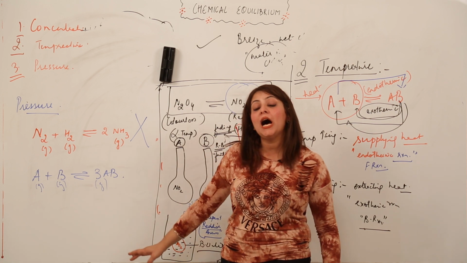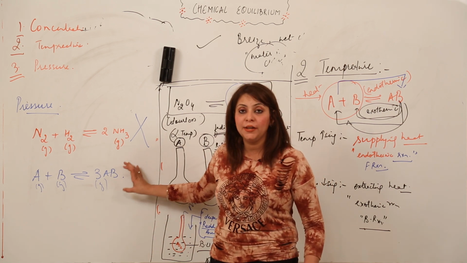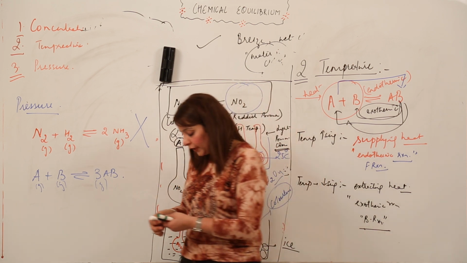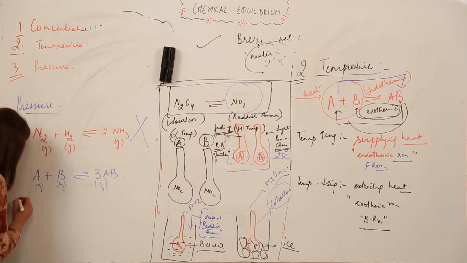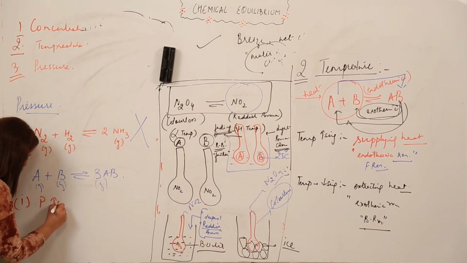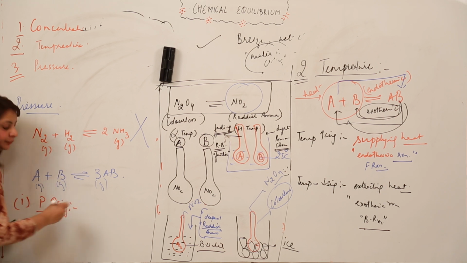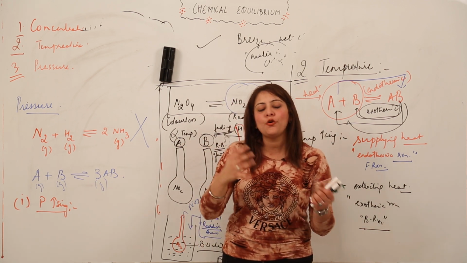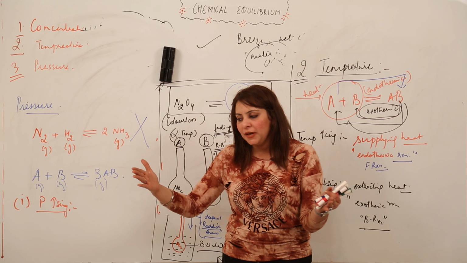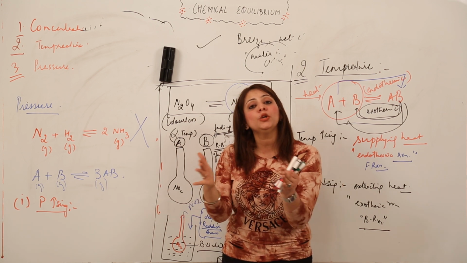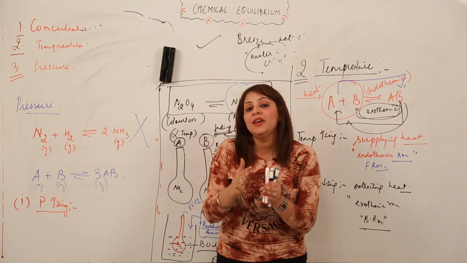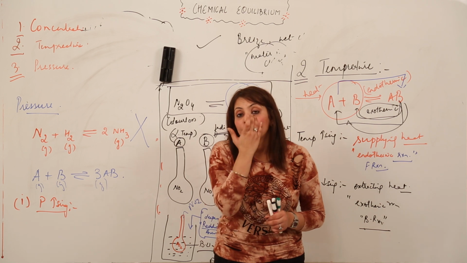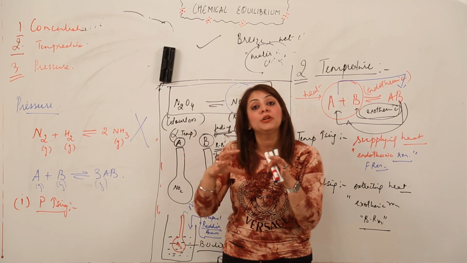Now we will look at how the pressure is going to change this equation, or how it is going to affect the side that is going to be more favored, right? In the first case, I am increasing the pressure. What do we mean by increasing the pressure? Pressure is force per unit area. That means we are making the molecules closer, because the closer the molecules are, the more pressure they exert. The pressure is ultimately due to collisions, and for collisions to occur they need to come closer, right?